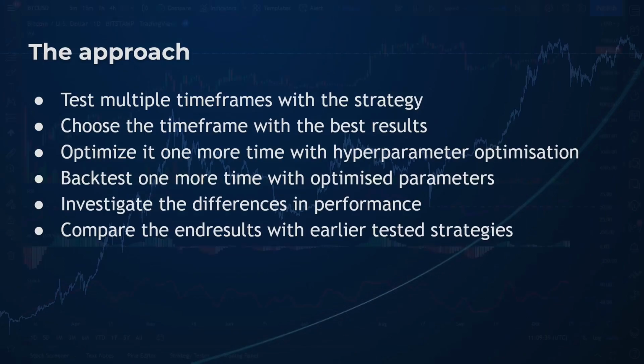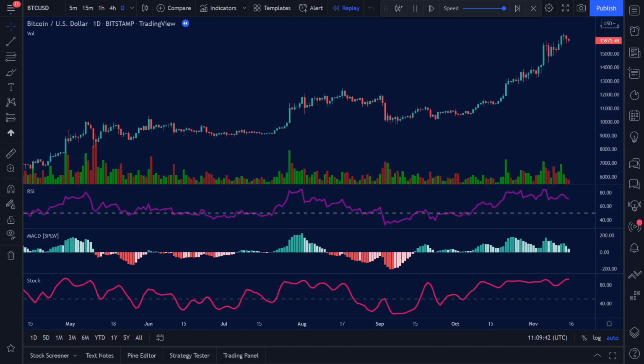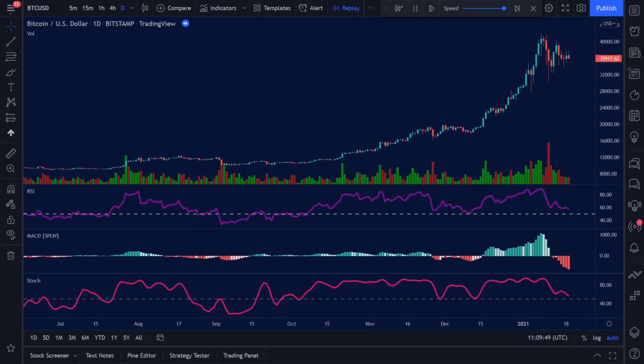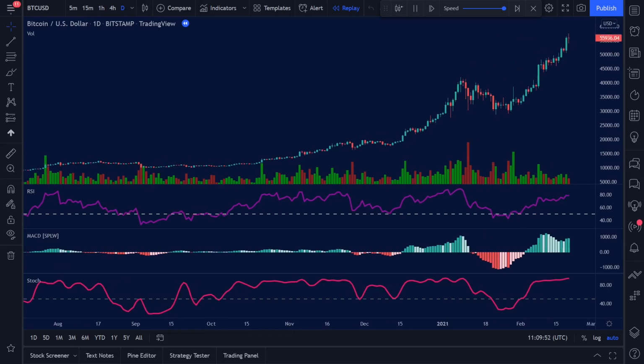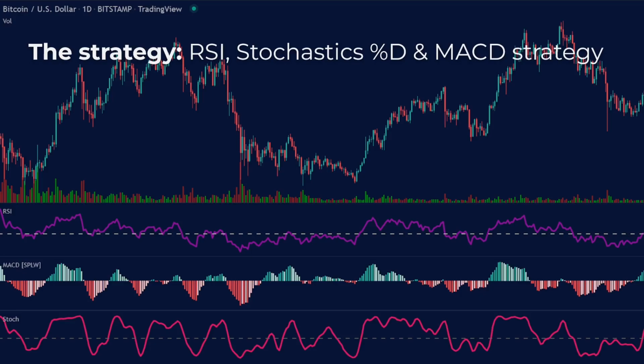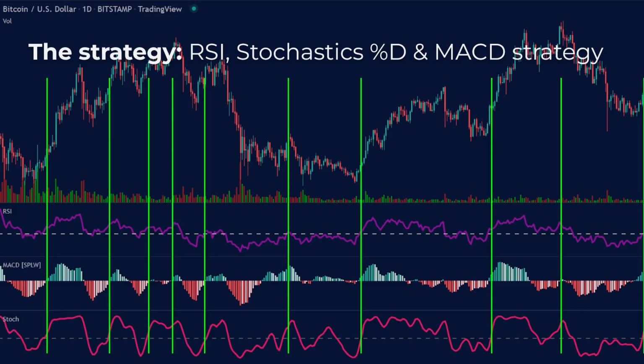As said in the introduction, this time I'm going to test a combination of the RSI, Stochastics and MACD. This strategy is simple and can be coded into automatic trading. The strategy is as follows. When the RSI is above the 50 level, the Stochastics %D is above the 50 level and the MACD histogram is above the 0 line, then a buy signal is generated.